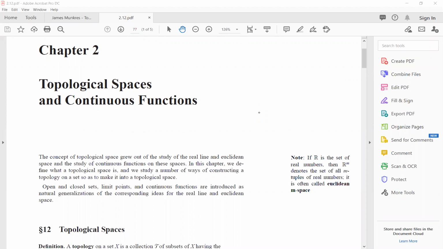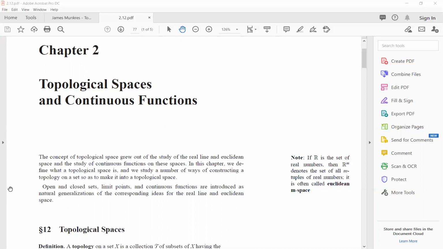The concept of topological space comes from the study of the real line and Euclidean space and the study of continuous functions on them. So first of all, note that if R is the set of real numbers, then R to the m denotes the set of all m-tuples of real numbers, and we usually call it Euclidean m-space.